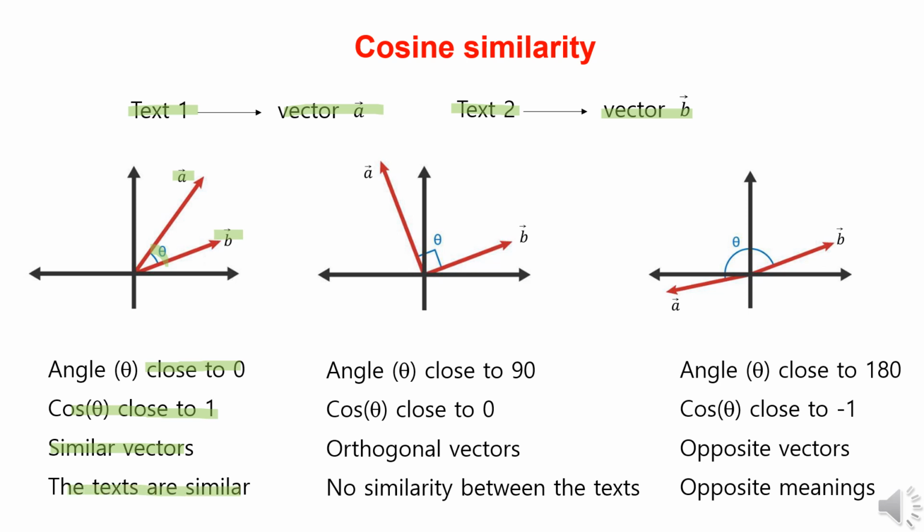Conversely, when the angle between the vectors is 90 degrees, the cosine value becomes 0, indicating that the vectors are orthogonal, and we can conclude that the two documents are dissimilar. As the angle between the vectors approaches 180 degrees, the cosine value becomes -1, representing an opposite direction. In this case, we can infer that the two documents likely have opposite meanings or are very dissimilar.